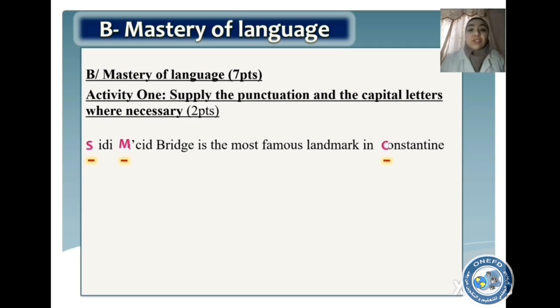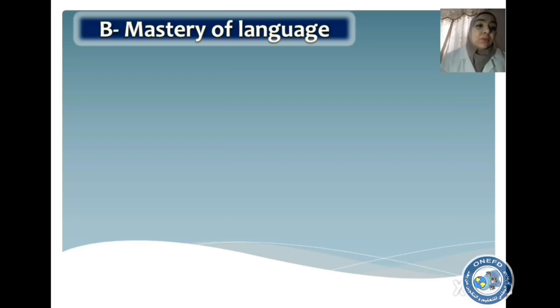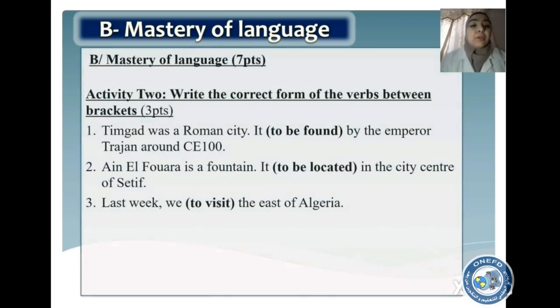Is this a question? No. Is there any exclamation here? No. So it is a normal sentence. I just put a full stop. 1, 2, 3, 4. 4 places to correct, 4 things to do, out of 2 points, half a point each. Score yourself. And let's do activity number 2.